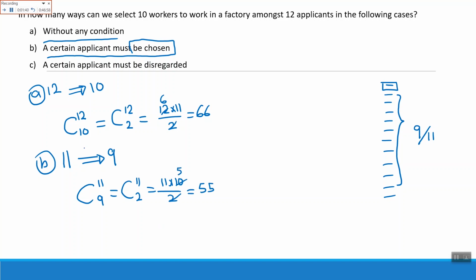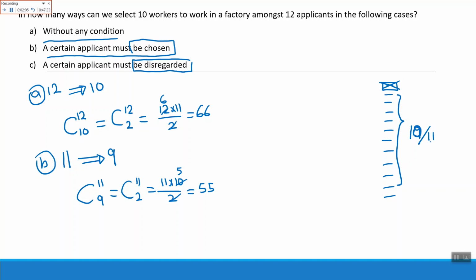The third one, they say a certain applicant must be disregarded. We have to ignore him. There's an applicant that we have to ignore. So in this case, this first one is going to be ignored, so you're not going to select 9. You still have to select how many? You still have to choose 10.